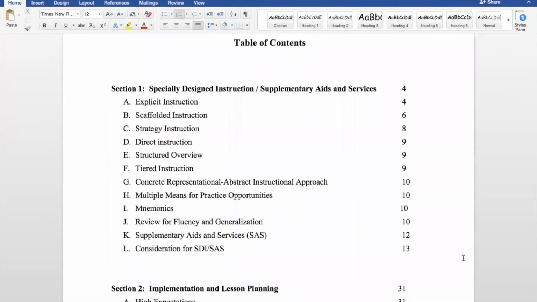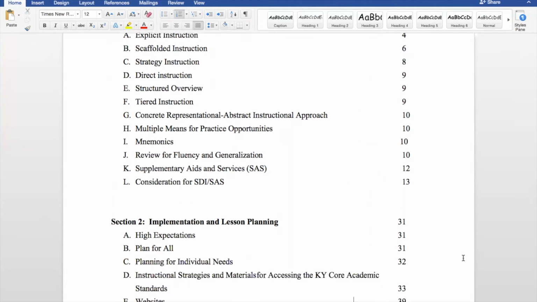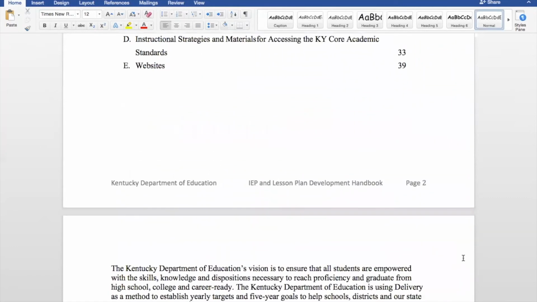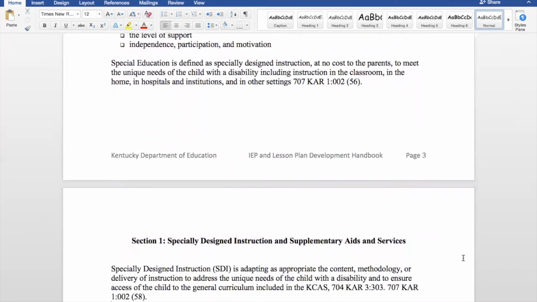And look here, like that slide that we showed you before. Here's explicit instruction. Here's scaffolded instruction, strategy instruction, direct instruction, structured overview, tiered instruction, multiple means for practice opportunities, concrete instructional approach, mnemonics, fluency and generalization, supplementary aids and services, and consideration for SDI and SAS. This is the schoolhouse document. This is the IEP handbook. And we really like a lot of the information that's in here. I've always thought this was an excellent document.